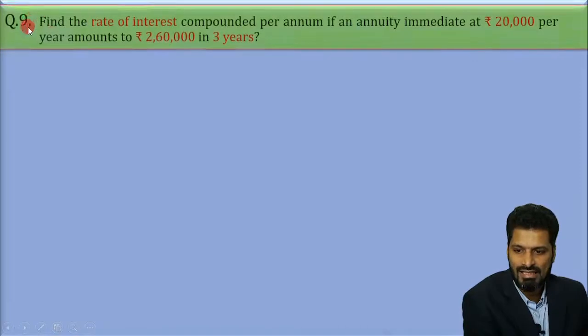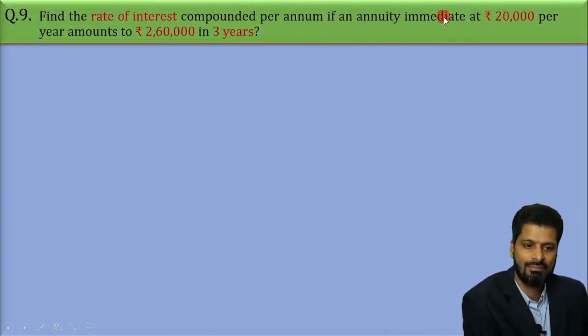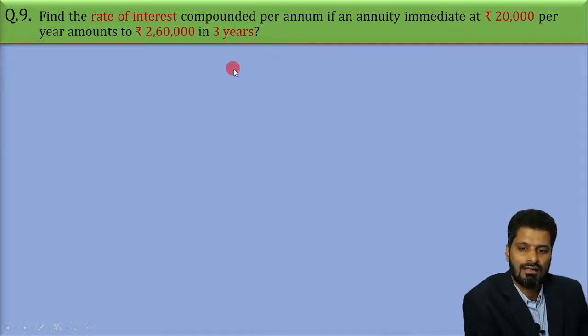The question says: find the rate of interest compounded per annum if an annuity immediate of rupees 20,000 per year amounts to rupees 2,60,000 in 3 years. Let's quickly begin with the solution.